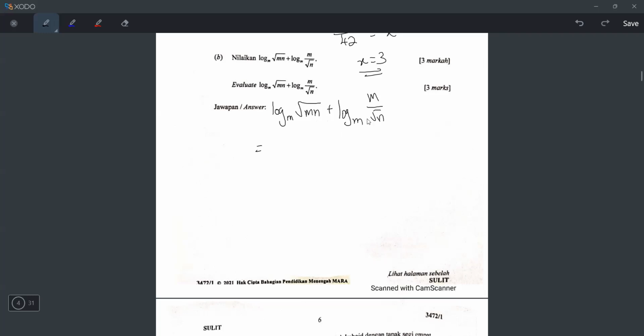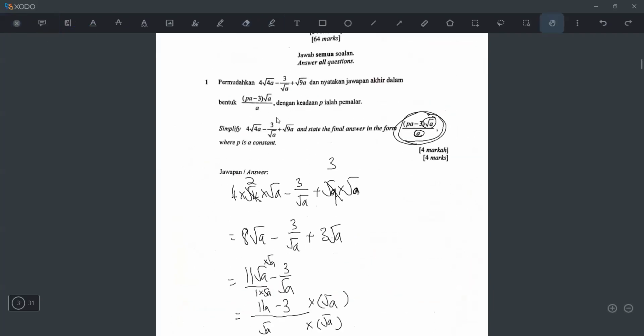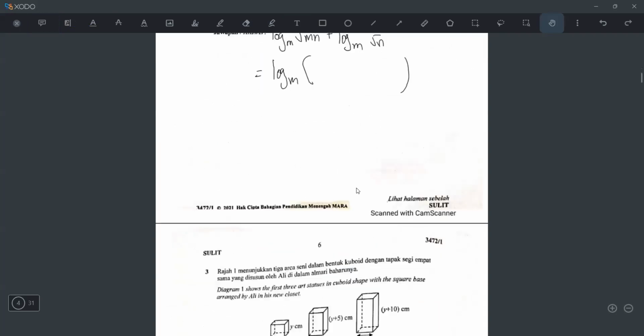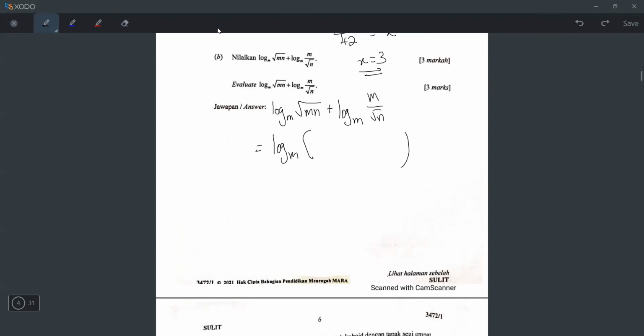So if the base is the same and it's separate log plus, you can make it a single log times, right? Single log times, all right? So separate log plus, single log times. So it will be what times what? Square root m. Okay, I told you just now the same thing, right? In question number 1, if they give you like square root 9a, it's actually square root 9 times square root a. So you can apply the same thing here.